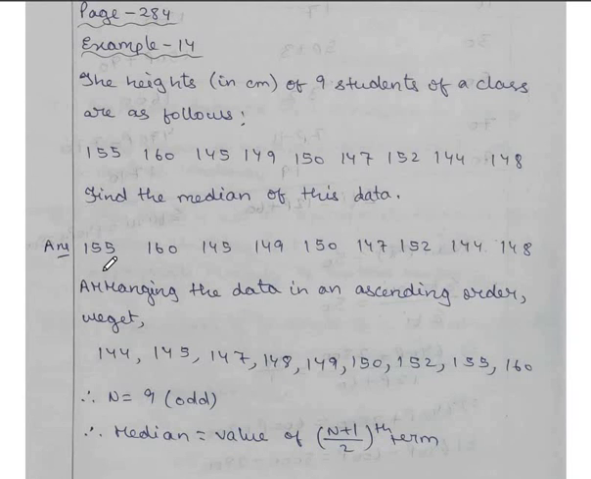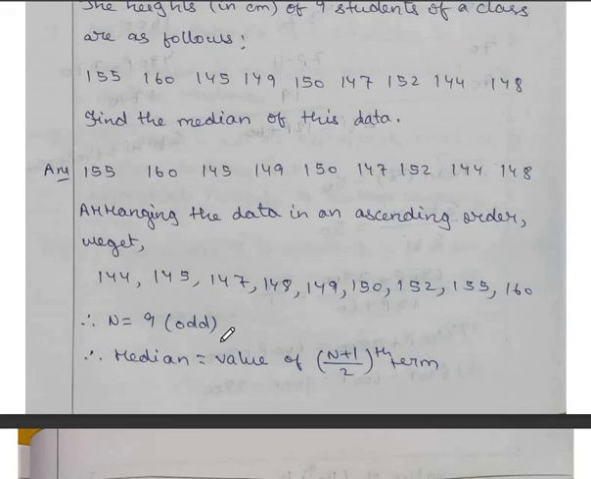So whatever numbers are there, you can note them down first, and as you know, for the calculation of median we need to arrange the data. So arranging the data in ascending order we get 144, 145, small to big you can arrange, 147, 148, 149, 150, then 152, 155, 160. Total 9 numbers are available. So you can mark n is equal to 9, which is an odd number.